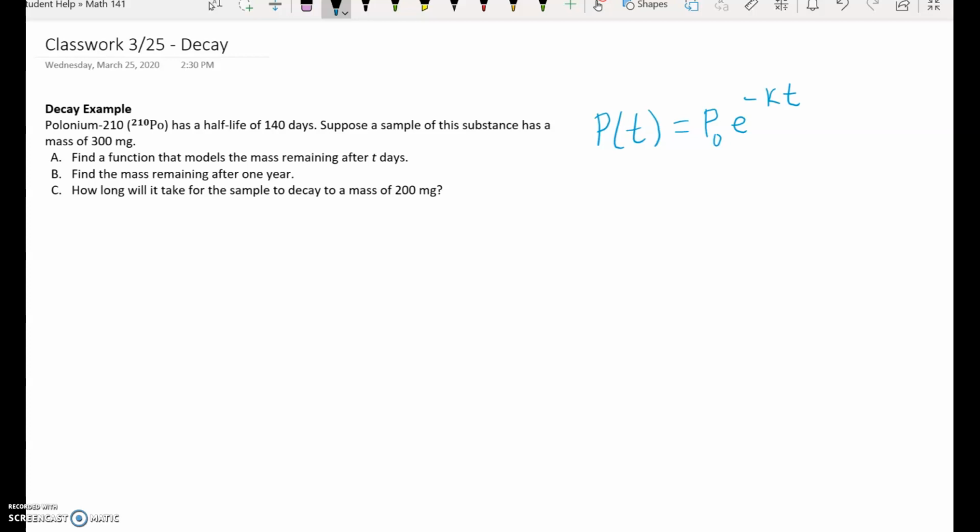So in this example, we have a particular substance that has a half-life of 140 days, and we are starting with 300 milligrams. So we know that the initial amount is 300 milligrams. And we want to find what the rate of decay is to start. So let's start by finding K.